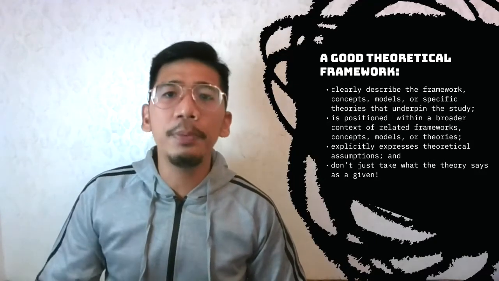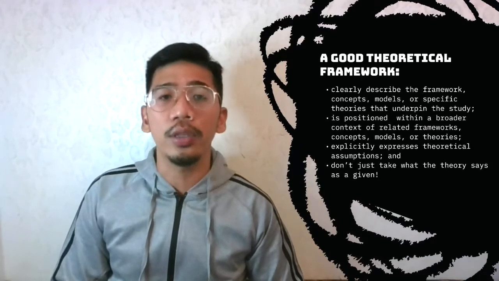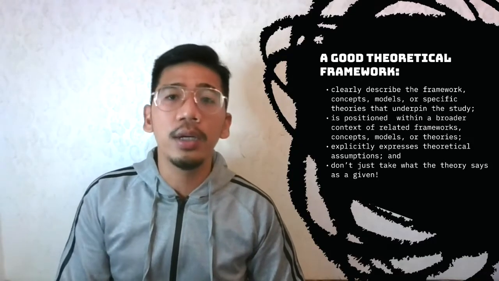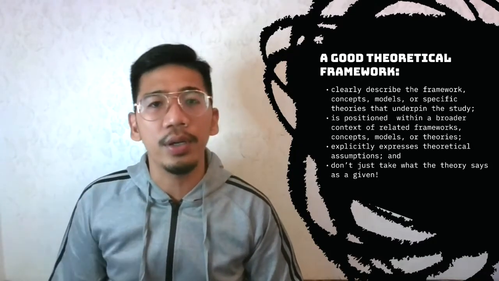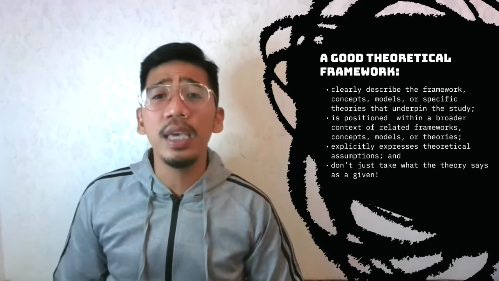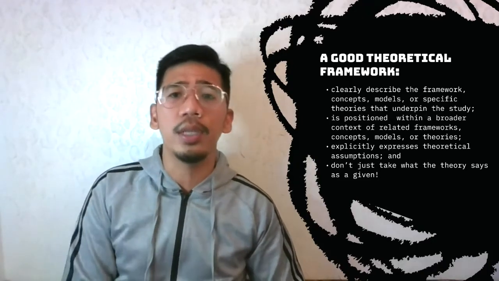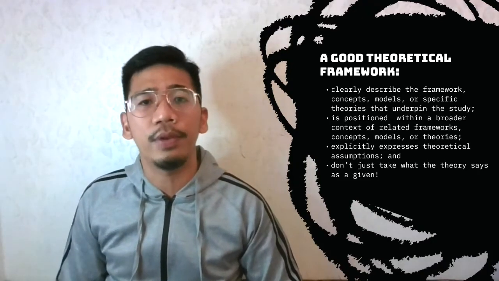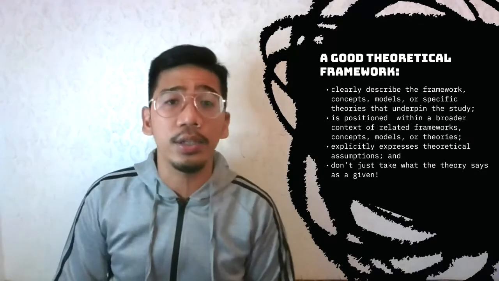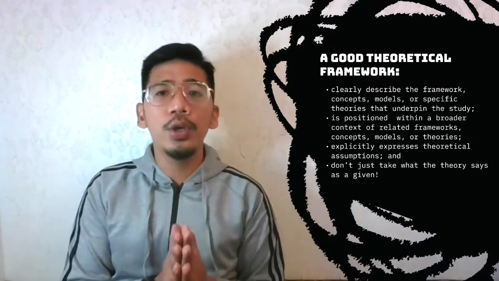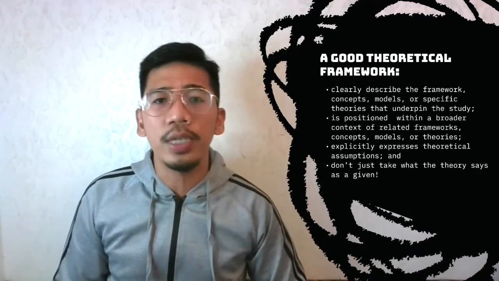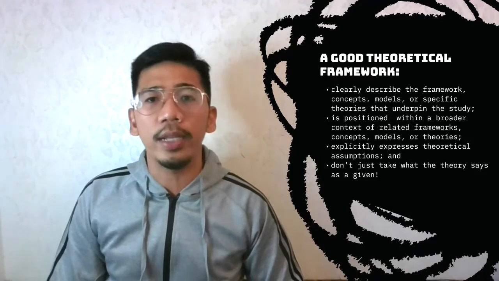This latter element is particularly important if the theory is relatively unknown or is borrowed from another discipline. Second, it should be positioned within a broader context of related frameworks, concepts, models, or theories. There will likely be several concepts, theories, or models that can be used to help develop a framework for understanding the research problem. Therefore, note why the framework you've chosen is the appropriate one.